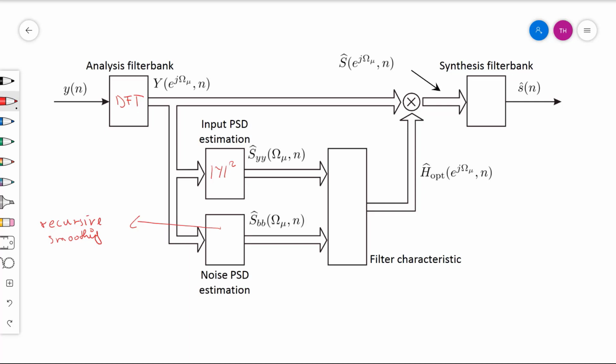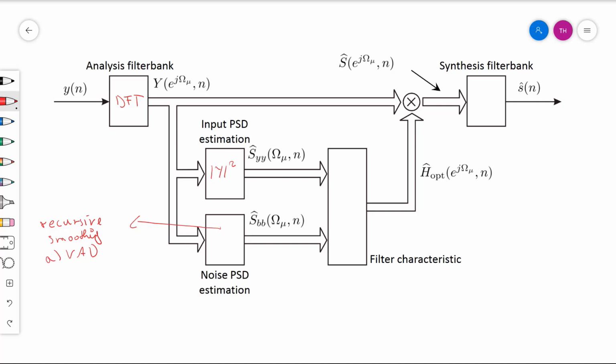So they are not instantaneous estimates. And they smooth the power spectra over time. The first method is the VAD method. The VAD method uses a voice activity detection algorithm which detects the presence of speech. So if the algorithm does not detect speech in the current frame, the frame is used to update the PSD estimate. During phases of speech, the PSD estimate is not updated at all.